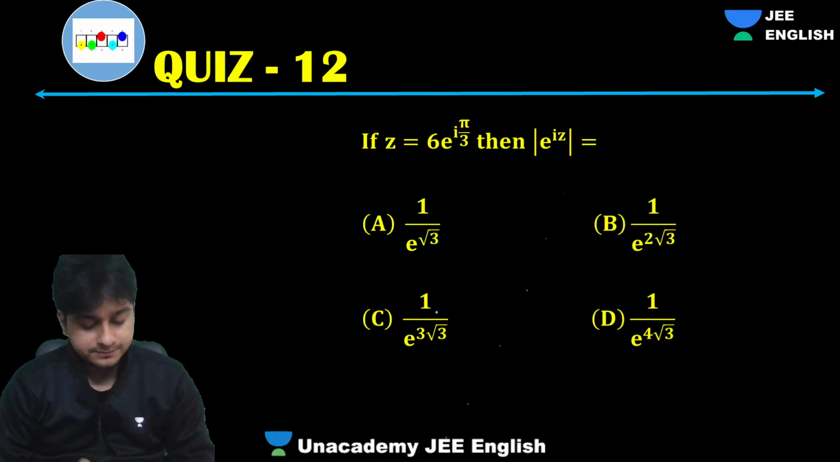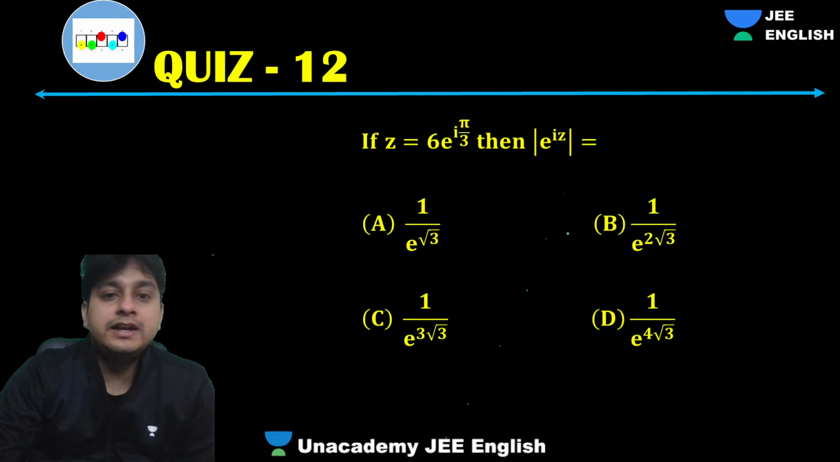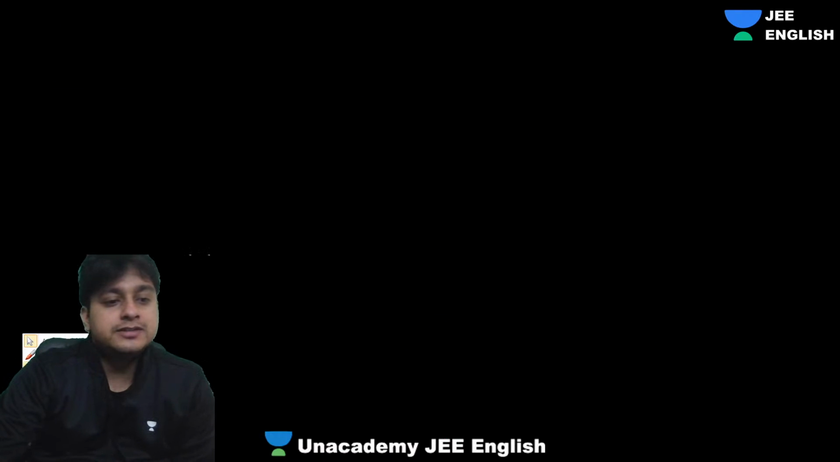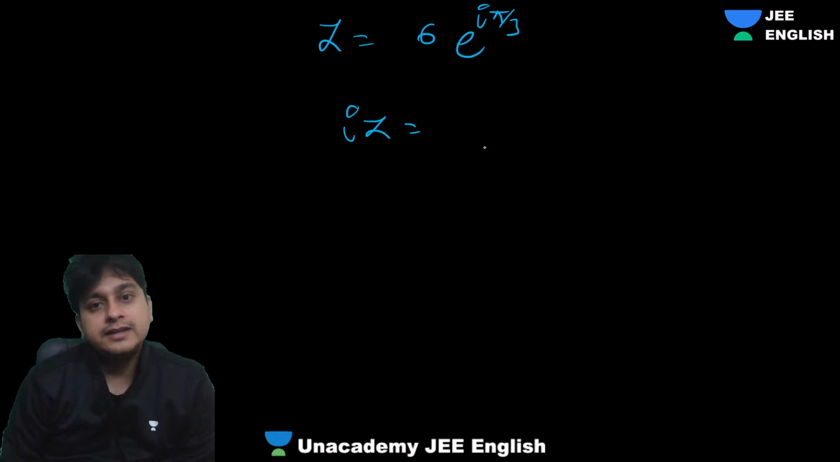Come on, everyone. So guys, first of all, we will calculate the iz, then we'll look at the mod later on. Okay. So let's calculate. Our z is what? 6 e power i pi by 3. Okay. What about iz? Let's expand it first. So you'll get what? 6 cos pi by 3 plus i sin pi by 3.